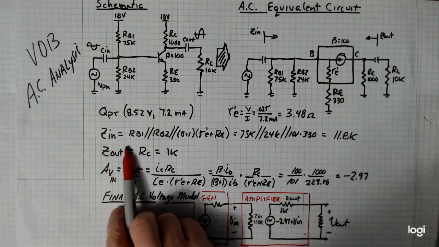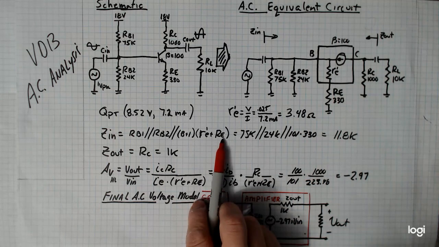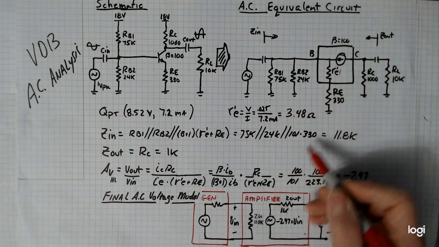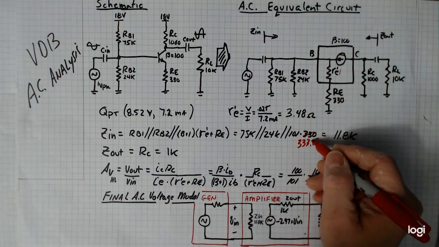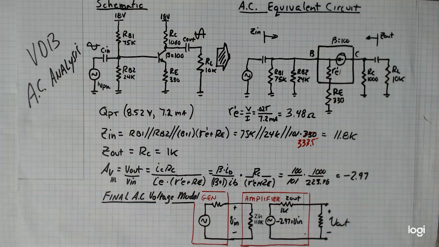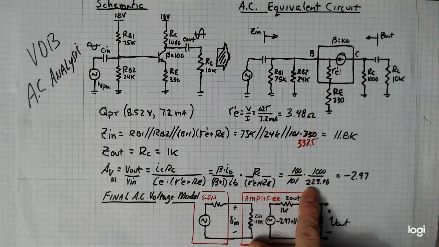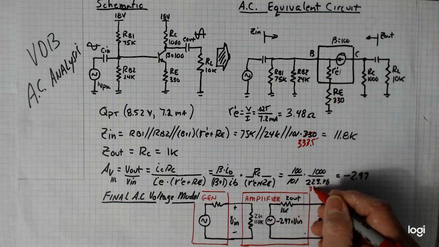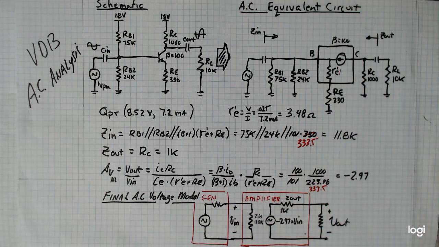I got Zn equals RB1 parallel to RB2 times beta plus 1 multiplied by R prime E plus RE, which should be 333, and I put 330 here, so 333.5. You can keep that in mind if you're watching the other video, that's a typo. And then I also made some kind of mistake down here. I must have been thinking about a different problem. I wrote down 223. This should be 333. I think I have another video where RE is 220, and that must have been still on my mind. Okay, so there we are.